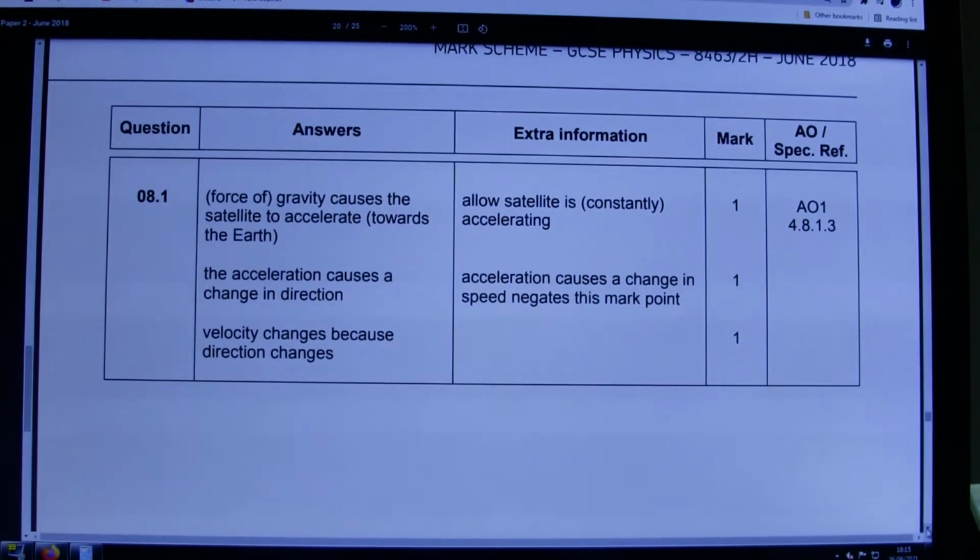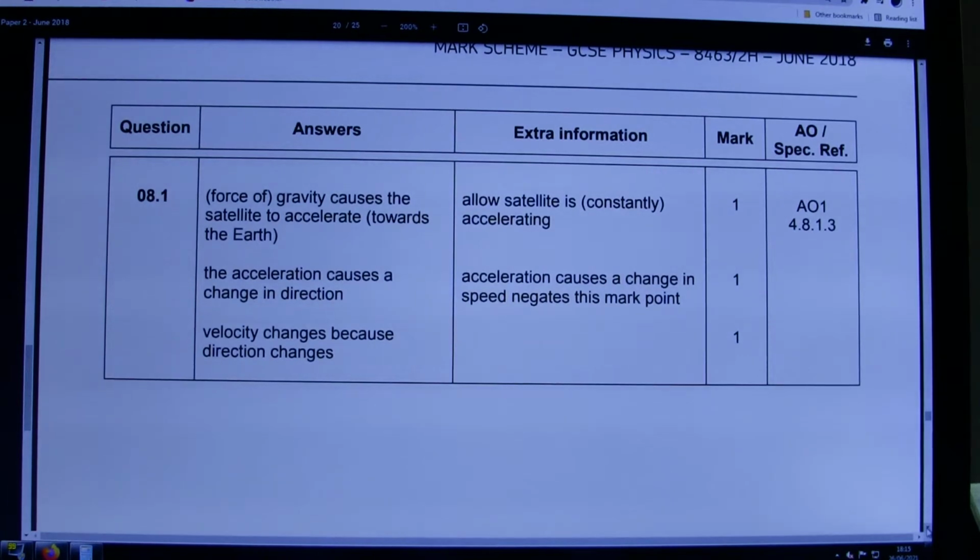Anyway, allow satellite is constantly accelerating. Acceleration causes a change in speed, negates this mark point. Because speed is one of two components of velocity, the other being direction, and it's the direction that's changing. There.